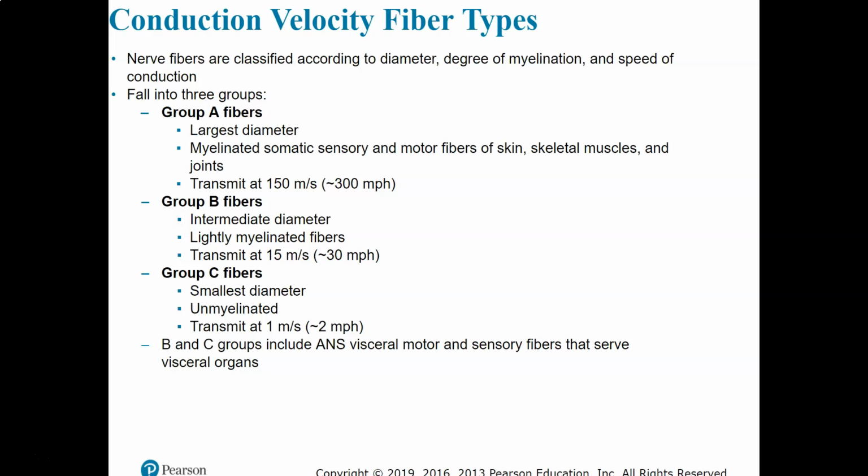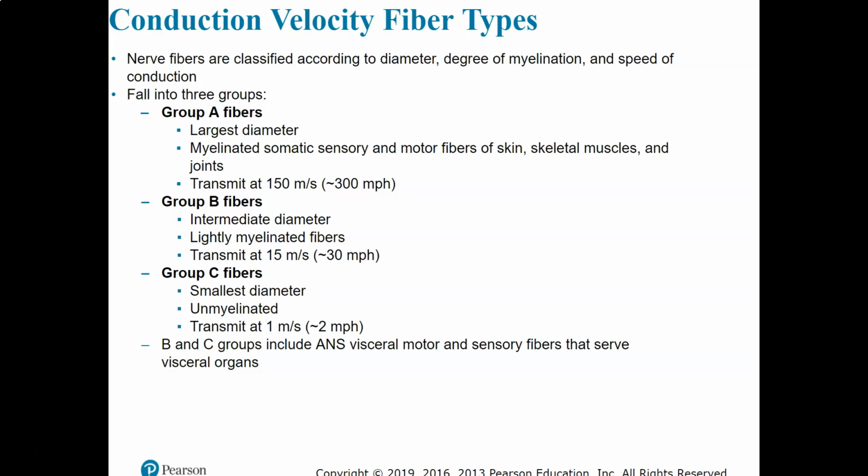Group C fibers have tiny little diameters and they're completely unmyelinated, and therefore they're going to have the slowest rate of transduction, so they are going to transmit at about 1 meter a second or about 2 miles per hour. We're going to use our group A fibers for somatic sensory and motor fibers because we need rapid responses for this. B and C are going to be used for visceral motor and sensory fibers.